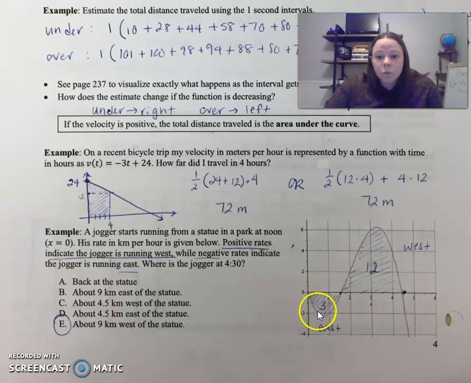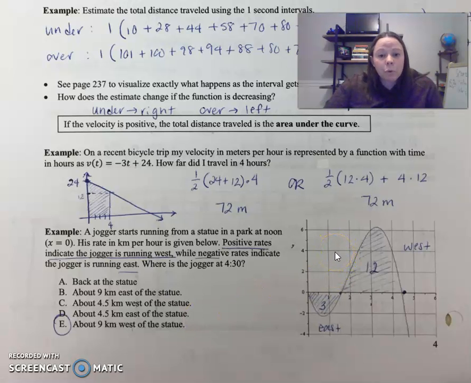So we just kind of counted the squares on this. That's how we're getting these numbers. So we just said, well, that looks like roughly 3. And be careful. Notice this is a 2, whereas this is only 1. So watch out for stuff like that. And then same thing here. We just counted the squares and estimated 12. And it did say you're going east when it's below, west when you're above. So you can kind of see at 4:30, you can give an estimation of roughly 9 kilometers west of the statue. Okay.